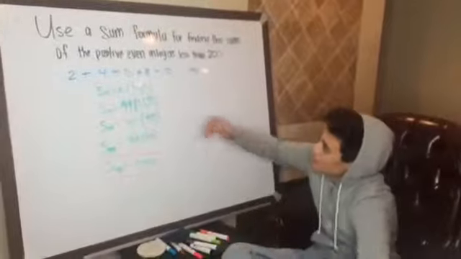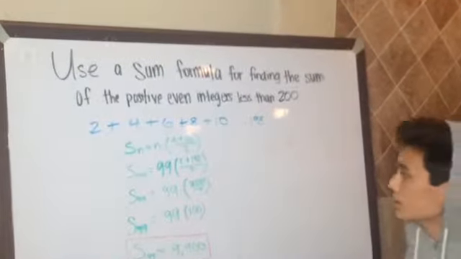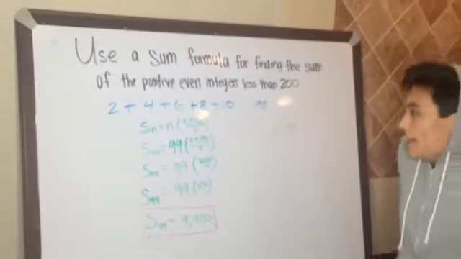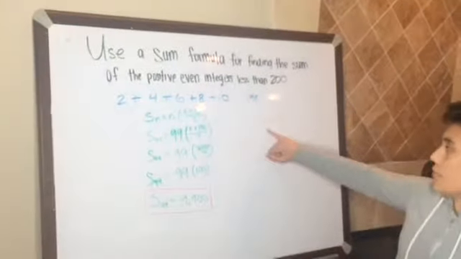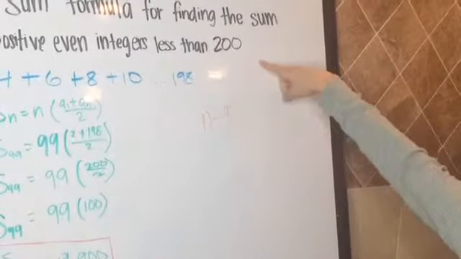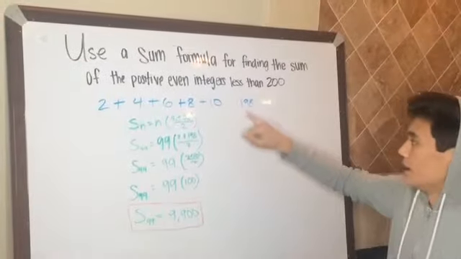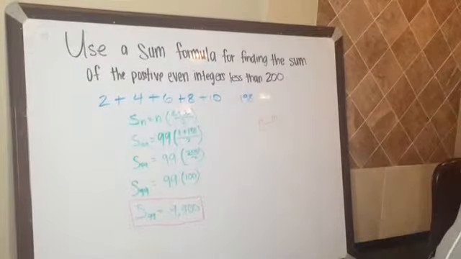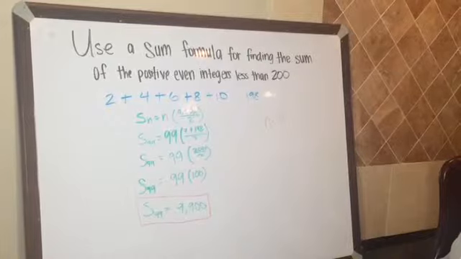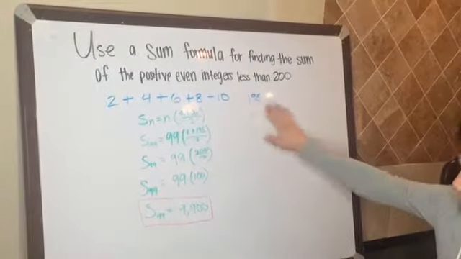Unit 8 video coming up. Okay, so in this problem we're going to use a sum formula for finding the sum of positive integers less than 200. Basically n stands for the number of positive integers less than 200. So we've got 2, 4, 6, 8, 10, and it keeps going on and on. And 198 is going to be the last positive integer. So we found out that there's 99 terms within there.